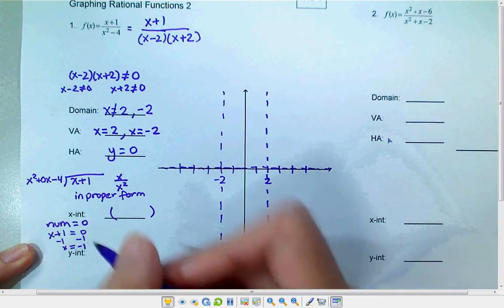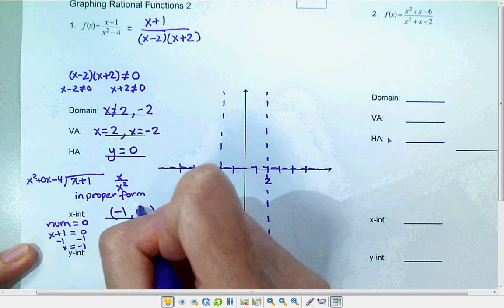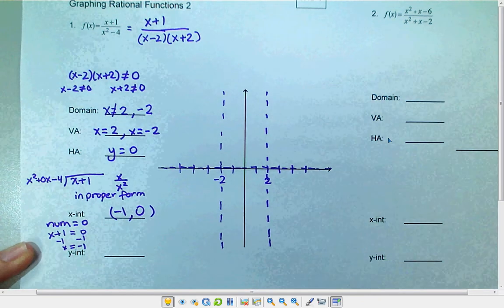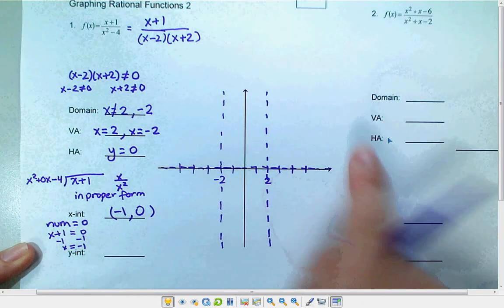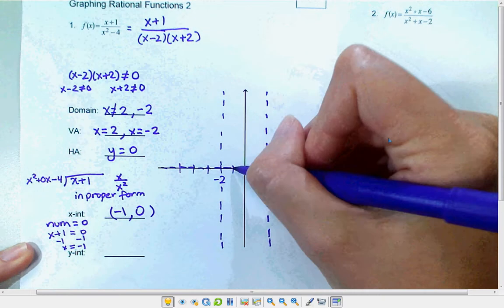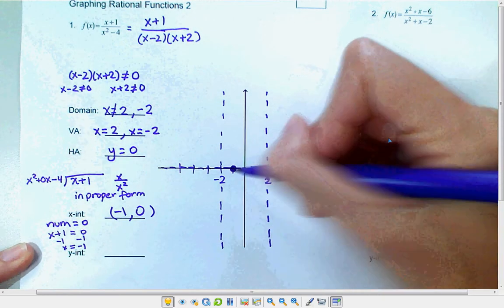So again, it's a point. So negative 1 and our y is equal to 0. And we're going to, again, plot this on our graph. So negative 1 comma 0 is our x-intercept. It should be on the x-axis. This is negative 1 comma 0.